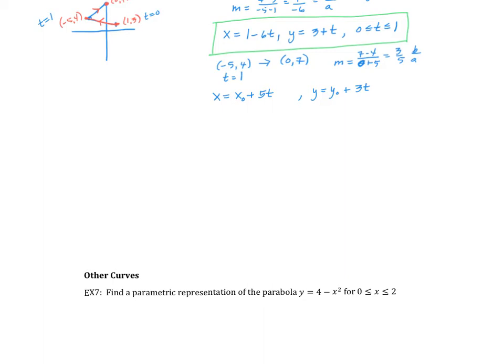However, I know my starting value at the point negative 5, 4 is t equal to 1. And in fact, I know my x value is negative 5, so I can write this as negative 5 equal to x sub 0 plus the 5 times the t value of 1. So when t is equal to 1, I'm at the point negative 5, 4. If I solve for x sub 0, I get negative 10.